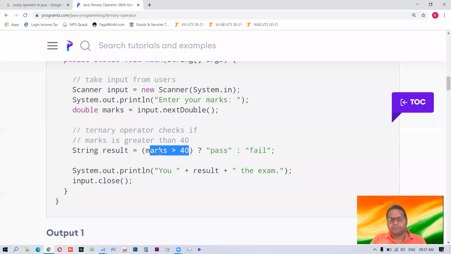So this is how we can say that these three types of operators are there: unary, which needs one operand; binary, which needs two operands; and ternary, which needs three operands.